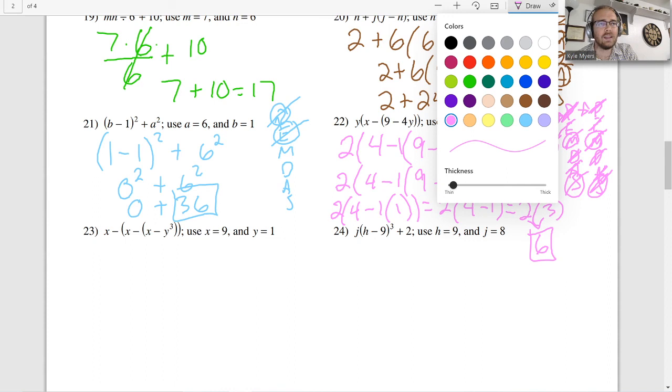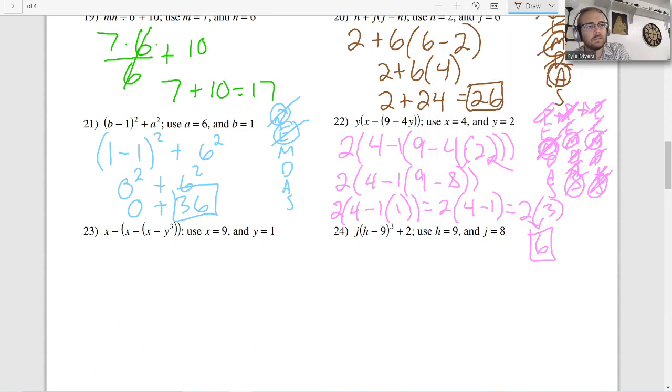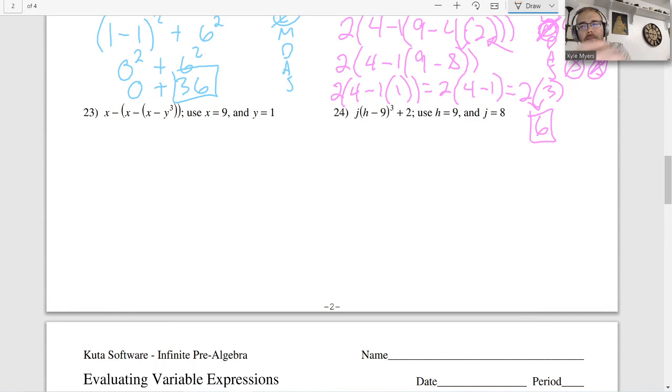Let's see. Pick a color, any color. How about skin? Whatever that is. What is it called? Beige. Okay, so I guess when it's skin colored, it's beige. Very cool. All right, so anyways, 9 minus 9 minus, how many 9s are there? Goodness gracious. 9 minus 9 minus 9 minus, what's y? 1. And then it's to the third power.